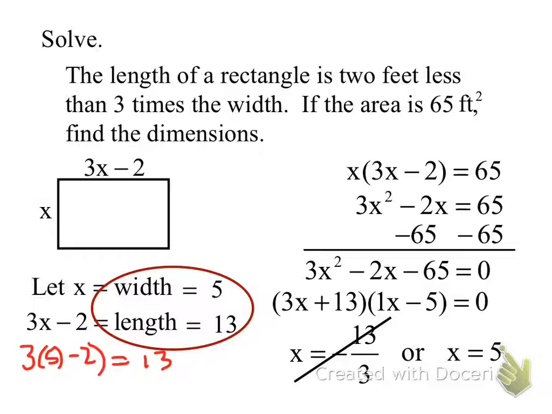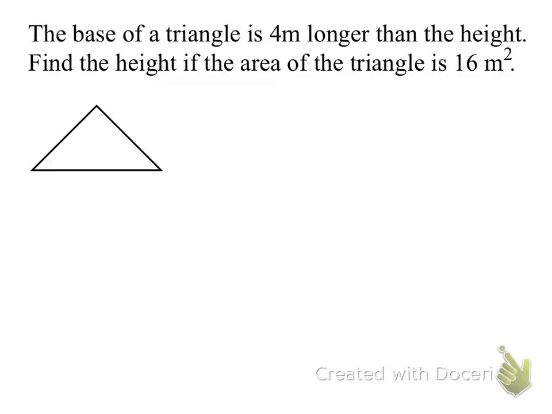Okay, questions? I think we got one more left. No, 2 more. Okay, so what do I need to identify? My PowerPoint's not going to do it, so I'm going to ask you to do it first. What are my unknowns? The base of the triangle is 4 meters longer than the height. Find the height if the area of the triangle is 16 meters squared. What is unknown? The height and the base.